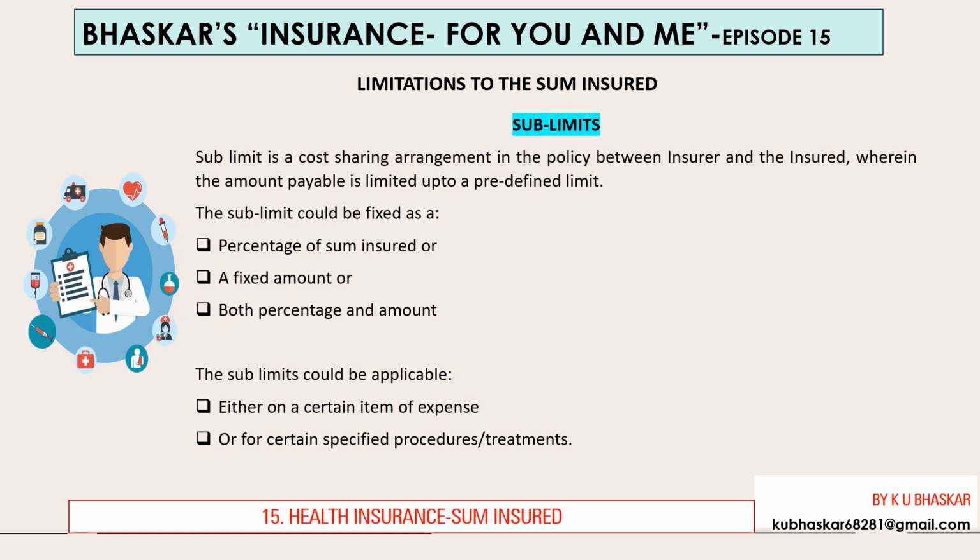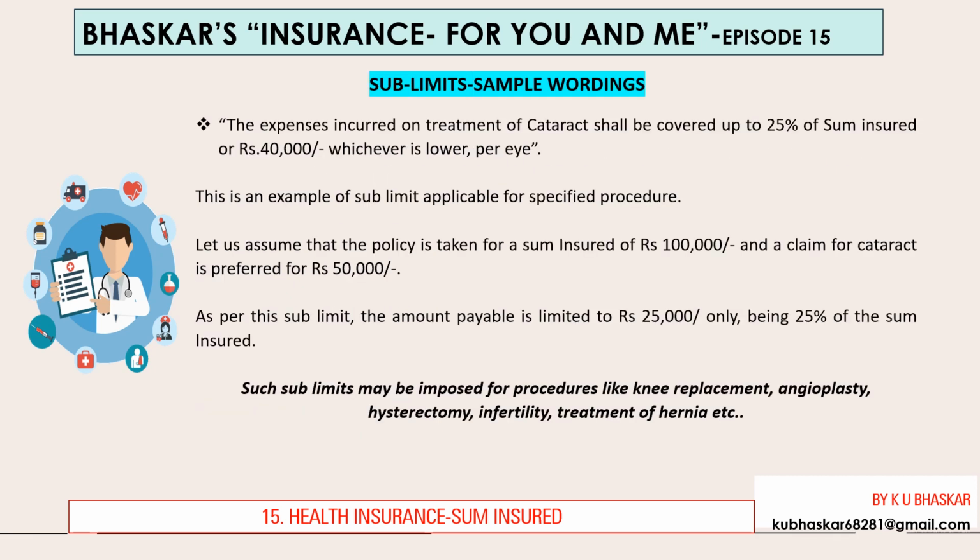So what is meant by sublimit? Most of the health insurance products include sublimits in the policy coverage. Sublimit is a cost sharing arrangement in the policy between insurer and the insured, wherein the amount payable is limited up to a predefined limit. The sublimit could be fixed as a certain percentage of sum insured, or as a fixed amount, or both as a percentage and amount. The sublimits could be applicable either on a certain item of expense or for certain specified procedures or treatment. A few sample wordings of sublimits are explained here for our understanding.